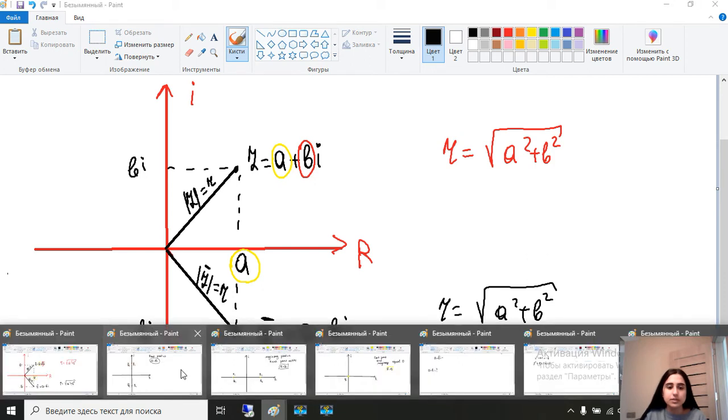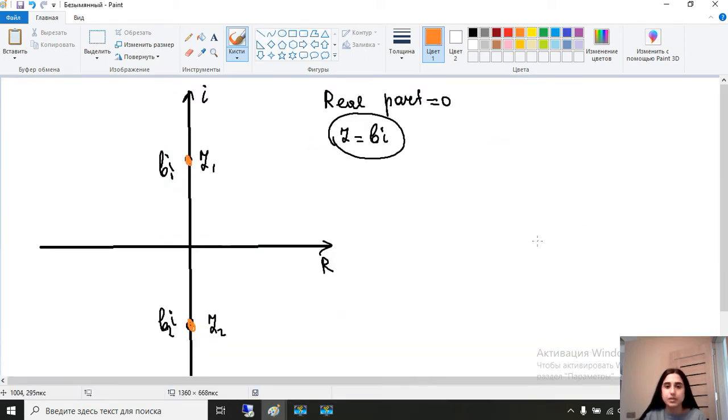Now let's consider the imaginary part, so the total imaginary part at this coordinate plane. That means that the real part equals 0 and z equals bi. So these are points at the axis of the imaginary numbers.